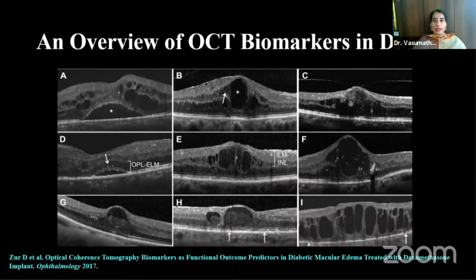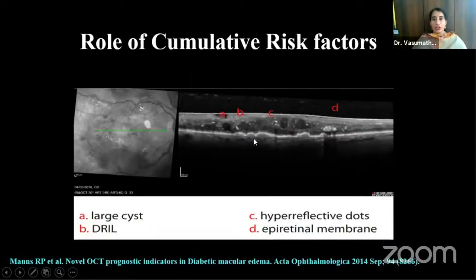And this is a very good article. You can go up and look at it. It's an overview of the OCT biomarkers in DME and also cumulative risk factors, like for this patient with a thin outer retina, huge cysts, DRIL, hyperreflective dots here and there, and an epiretinal membrane. This patient is not going to do well at all.